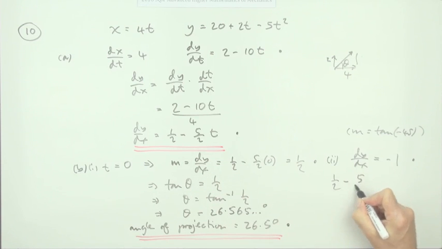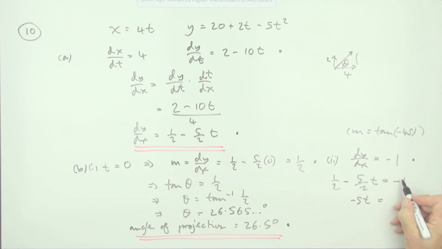So putting that into your formula, a half minus 5 upon 2t is -1, doubling it all, and then taking that 1 across, you'll have negative 5t would be, that gets doubled to negative 2, negative 3, so t is going to be 3/5 of a second. Or if you want a decimal, 0.6 seconds. And that's a mark.